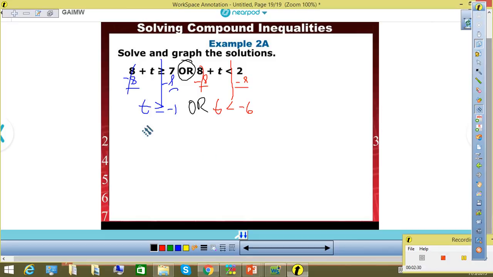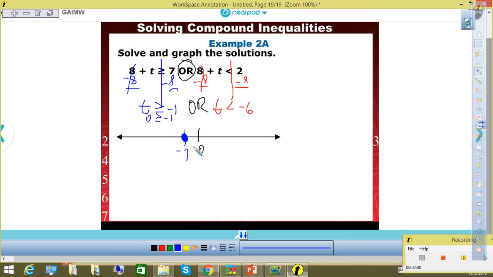Let me graph these so you can understand what I'm talking about. If I graph this, I'm going to start with 0. I'm going to graph this one first, -1. Does it include the dividing point? Yes. It's a solid point. And I'm going to test 0. Is 0 greater than or equal to -1? Yeah, so it's going that way. Next, I'm going to graph the second part, negative 6. It's an open point because it doesn't have the equal sign. And I'll test 0 again. Is 0 less than negative 6? No, so it's going the opposite way. What do you guys notice?